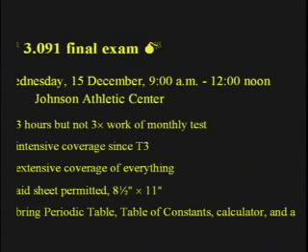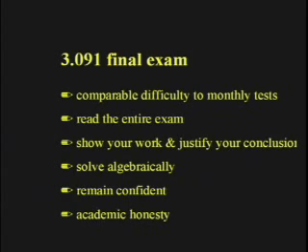So there's the 5 items: age sheet, periodic table, table of constants, calculator, and pen. Always the same 5 items. I'm not going to do anything different from the monthly test, about comparable difficulty. It's redemptory. I want you to pass. You've got to show me you've learned something.